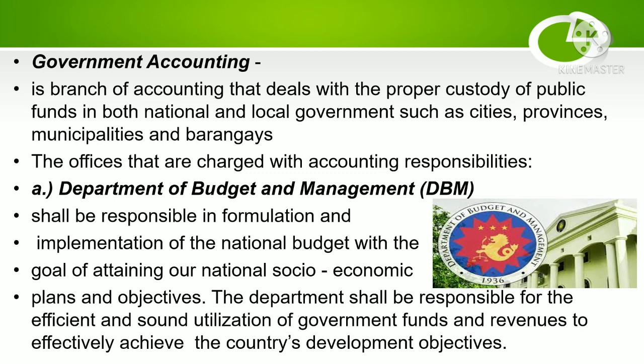So the offices that are in charge with accounting responsibility for government accounting, letter A, the Department of Budget and Management or the DBM. So the DBM shall be responsible in formulation and implementation of national budget with the goal of attaining our national socio-economic plans and objectives. The department shall be responsible for the efficient and sound utilization of government funds and revenues to effectively achieve the country's development objectives.